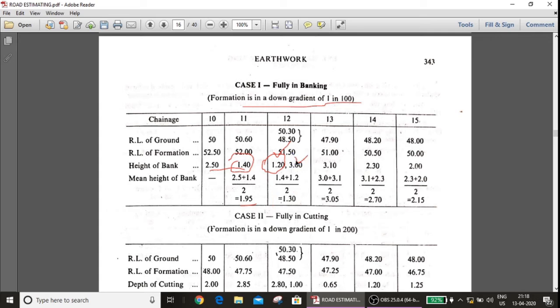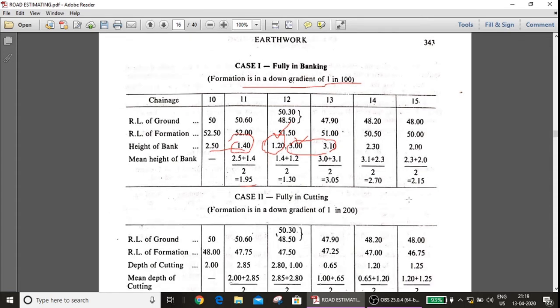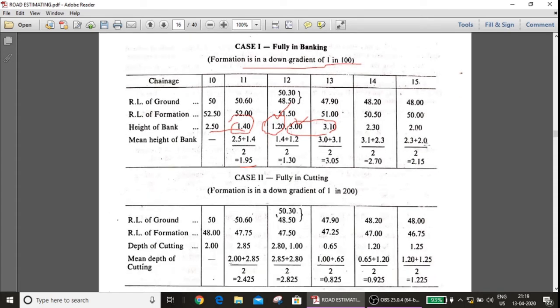Next, the value 3 plus 3.10, both are added and the average is taken for the mean height of the bank for the 13th station. Next, as usual, 3.10 plus 2.30 divided by 2, then 2.3 plus 2 divided by 2, 2.15. So this was the procedure for the mean height of the bank. If we get these values, we can tabulate as we did earlier for all the problems, and we can find the cost.